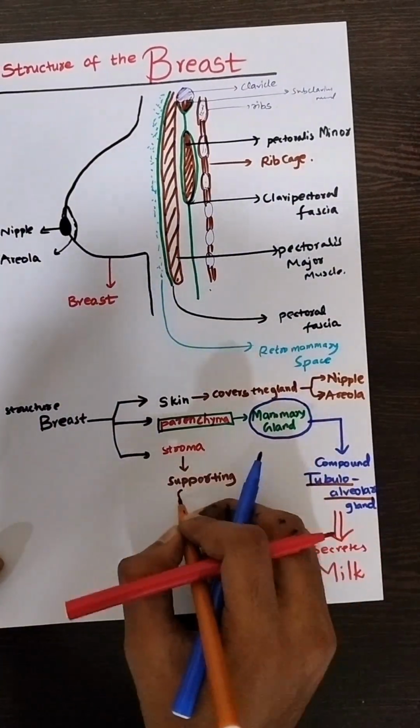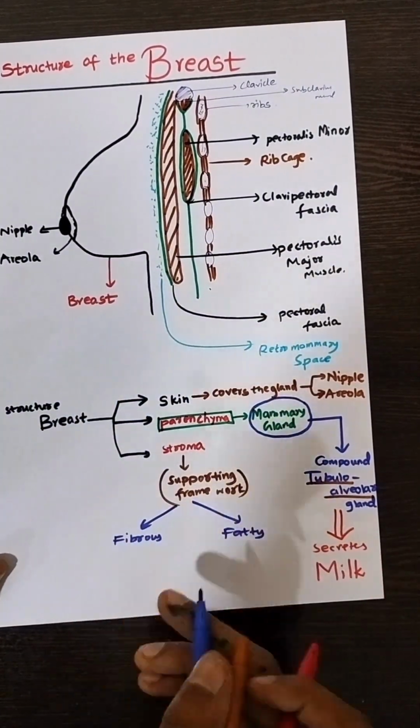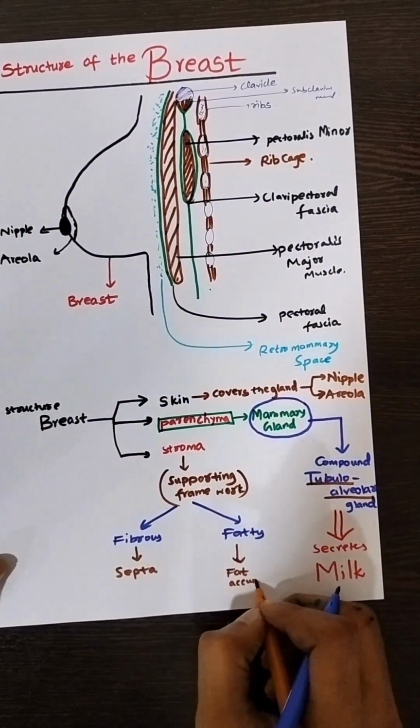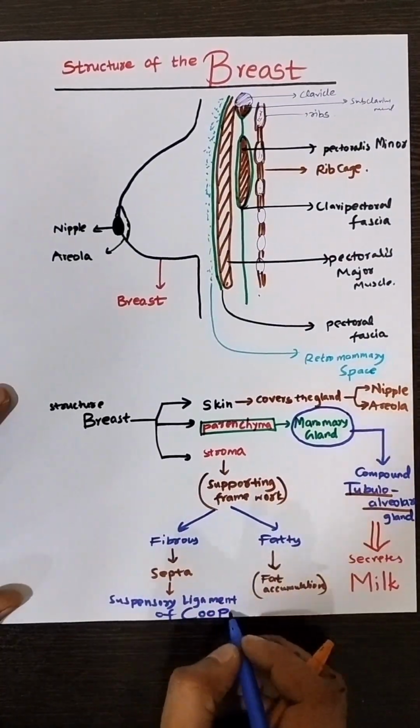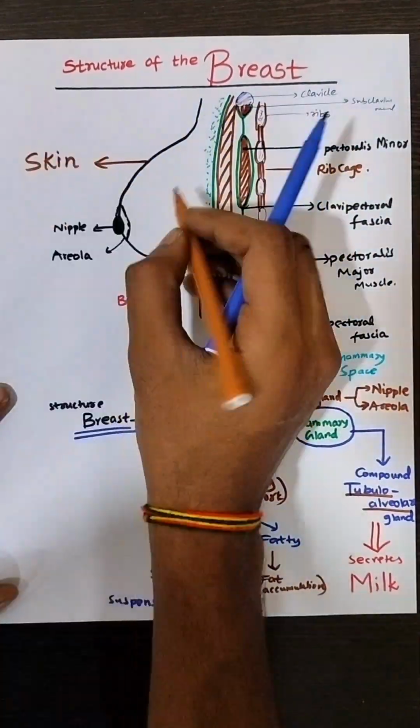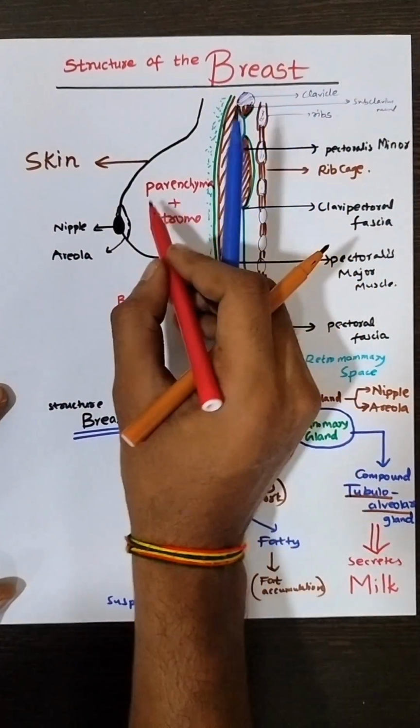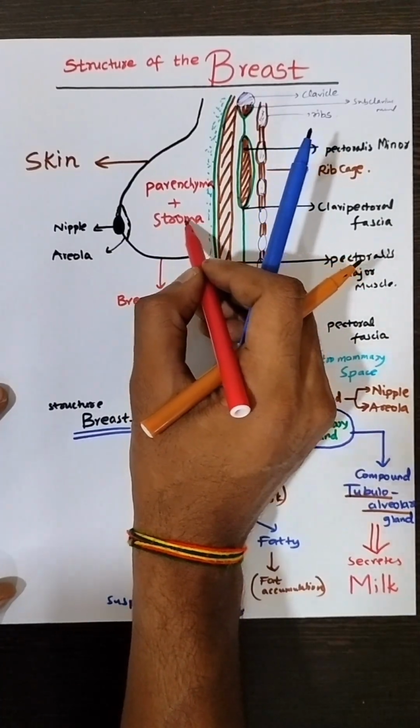And stroma is the supporting framework. It has a fibrous part and a fatty part. The fibrous forms the septa and the fatty forms the fat which accumulates around the breast to give it its support. Here the septa are the ligaments, that is the suspensory ligaments of Cooper, which hold it in position. Here you can see the skin, parenchyma and stroma of the breast. This is the overall structure of the breast.